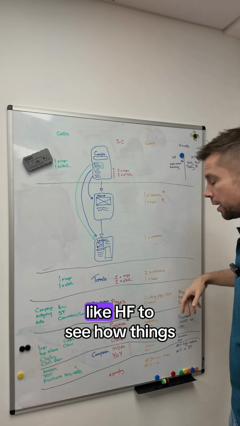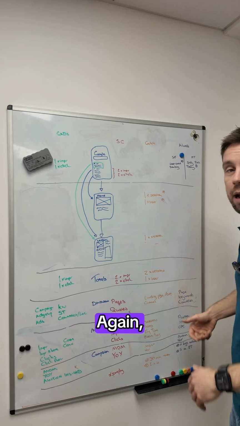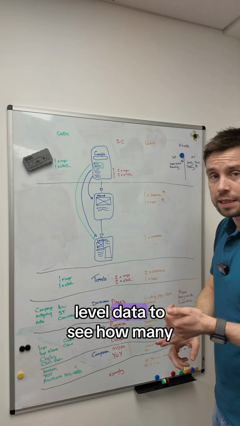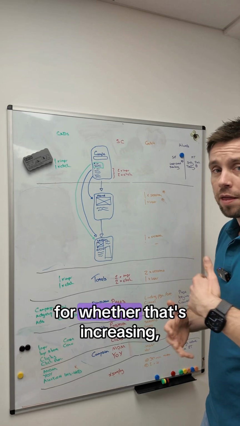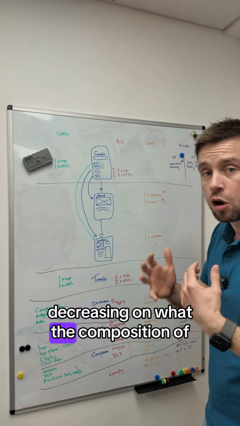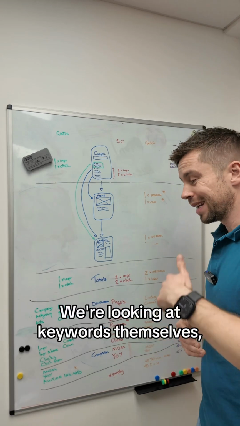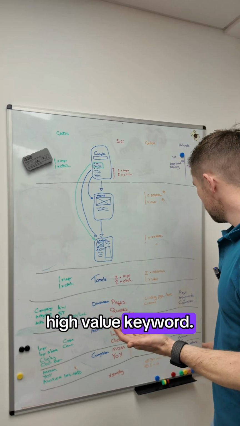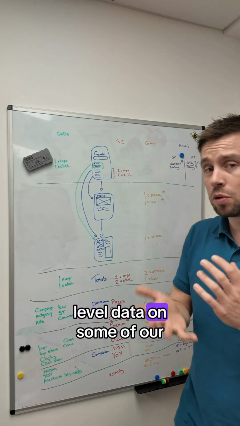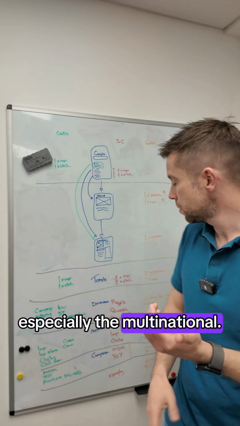If we're looking in a tool like Ahrefs to see how things are doing, again, we're going to be looking at page level data to see how many keywords a page ranks for, whether that's increasing or decreasing, and what the composition of those keywords is. We're going to be looking at keywords themselves, high value keywords. We're going to be looking at country level data on some of our clients, especially the multinationals.